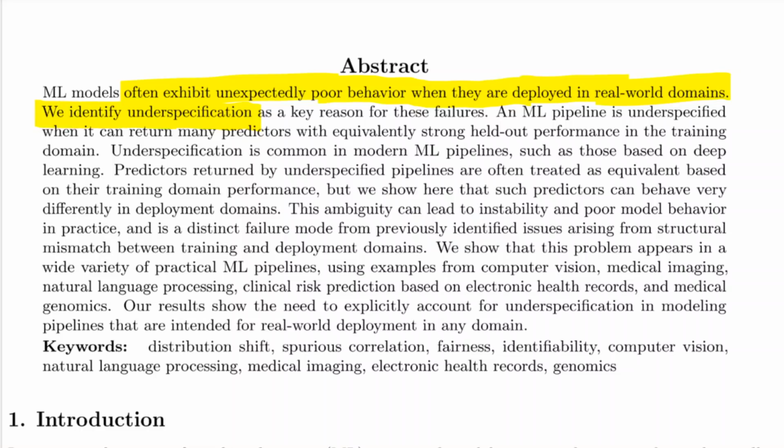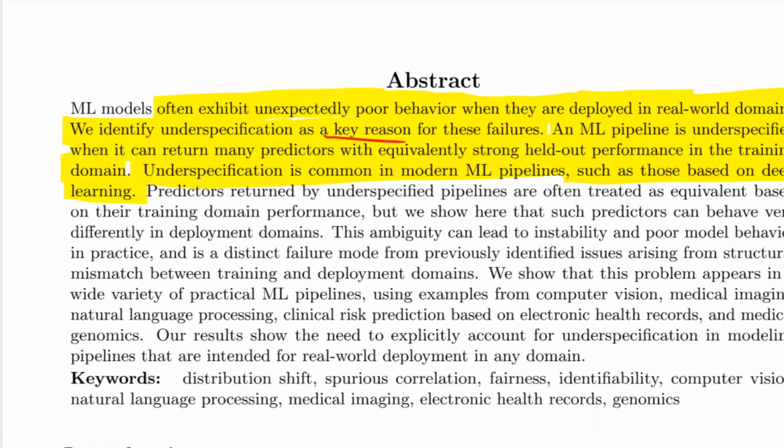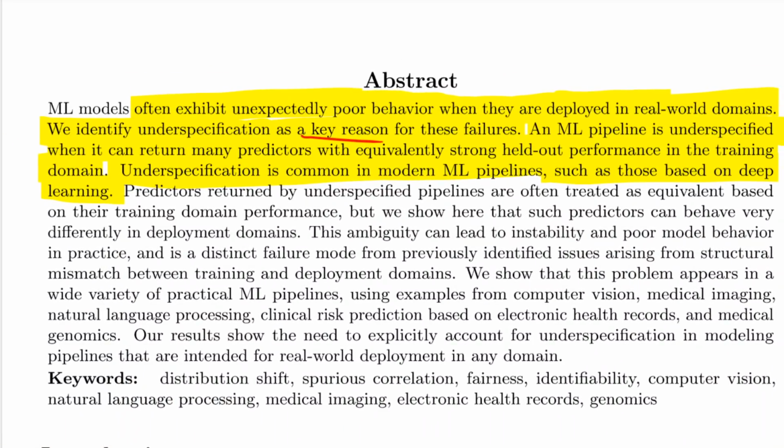They say, "We identify underspecification as a key reason for these failures." They're not saying it's the key reason, it's a key reason. That's the important thing. Now they define it. They say an ML pipeline is underspecified when it can return many predictors with equivalently strong held-out performance in the training domain. Underspecification is common in modern ML pipelines, such as those based on deep learning. I think the sentence isn't really complete here. So it's underspecified when it can return many predictors with equivalently strong held-out performance.